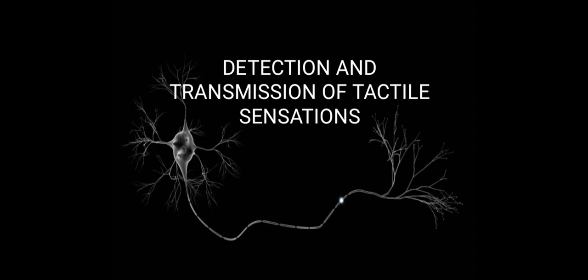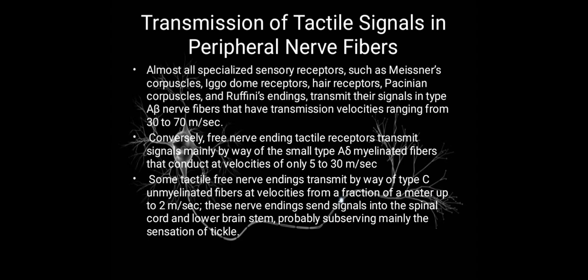Detection and transmission of tactile sensations. Transmission of tactile signals in peripheral nerve fibers. Almost all specialized sensory receptors such as Meissner's corpuscles, Merkel's disc receptors, hair receptors, Pacinian corpuscles, and Ruffini's endings transmit their signals in type A beta nerve fibers that have transmission velocities ranging from 30 to 70 m per second.